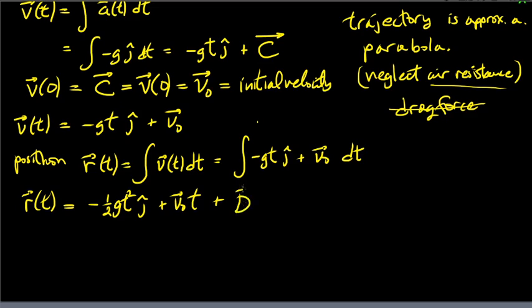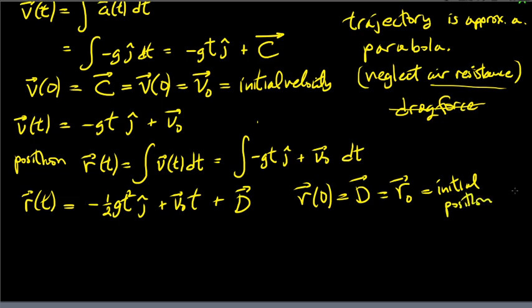Can we call it d? So what is d? If you plug in, again, t equals 0, that's your starting time, you get 0 plus 0 plus d. You get d itself. So let's call that r sub 0, or r naught. This is your initial position.